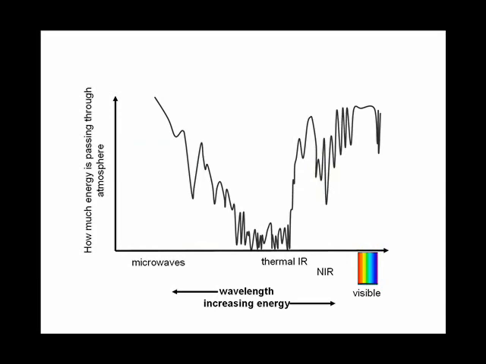If it helps you, you can turn this diagram and flip it on its head, and then we're actually looking at the energy that passes through the atmosphere. So in the thermal infrared here in the atmospheric wall, no energy is passing through, whereas in the atmospheric windows, lots of energy is passing through.